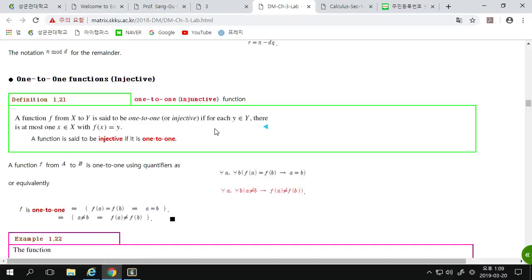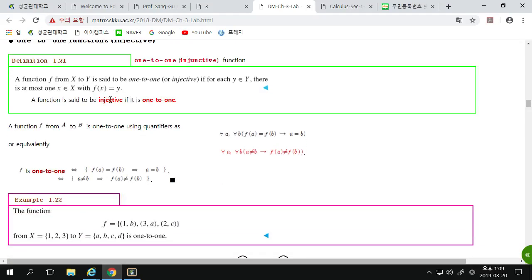The concept here is one-to-one functions, which are called injective functions. A one-to-one function is a function from X to Y. If for each y in Y, there is at most one x in X with f of x equal to y, then this function is called injective. This is a one-to-one function, also called an injective function.